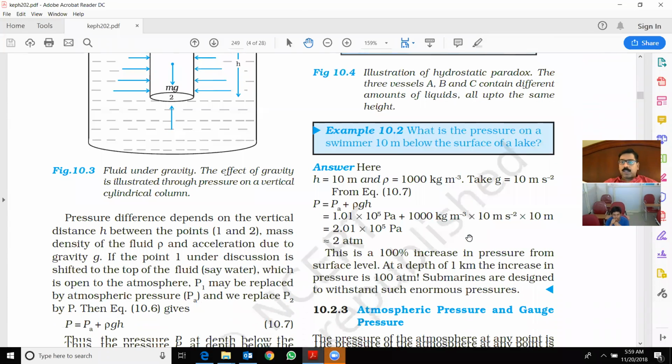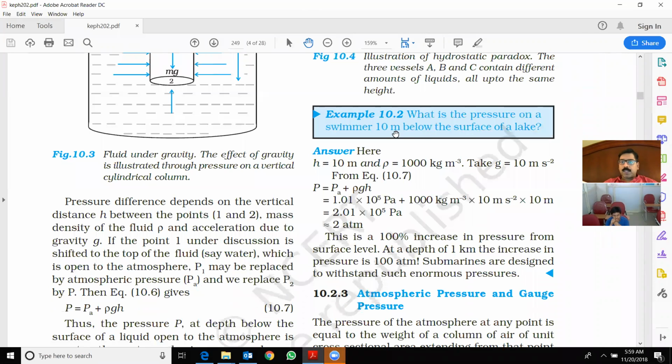Okay, so what we got here was the pressure 10 meter below. The pressure 10 meter below will be the atmospheric pressure at the surface of the lake, and then the pressure caused by the column of water, which is 10 meter high. So total pressure will be PA, atmospheric pressure, plus rho g h. Rho is the density of water, which is 1000 kg per meter cube. Height is 10 meter, and assume g is 10 meter per second square.